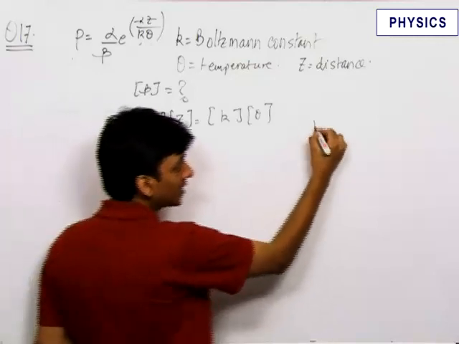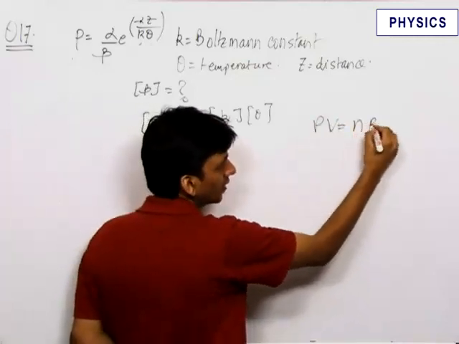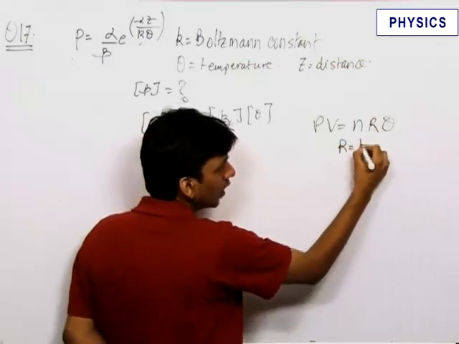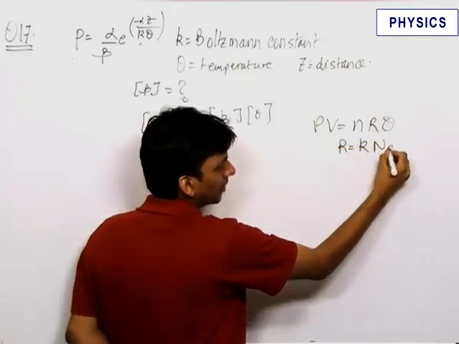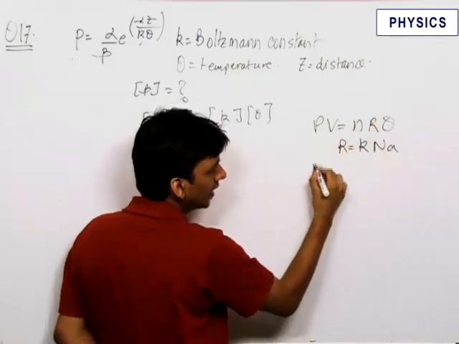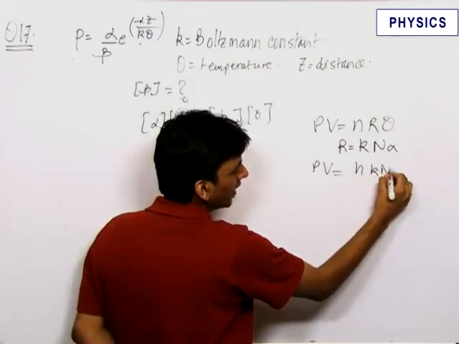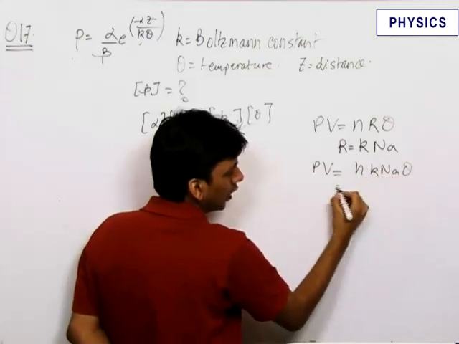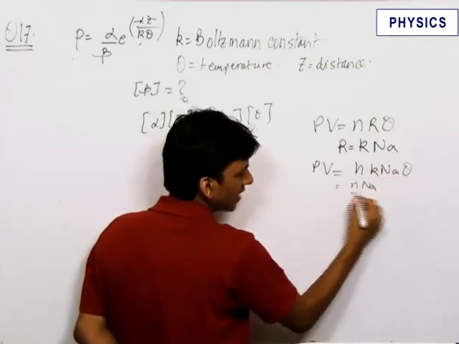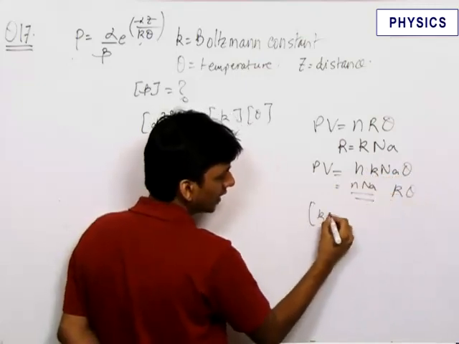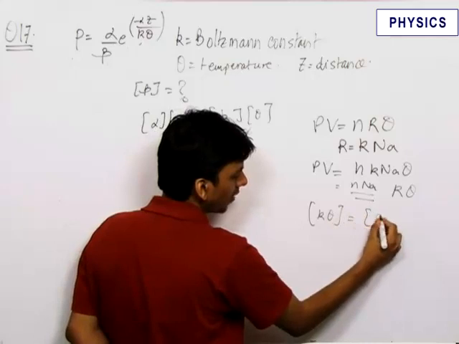So we remember the gas equation, which is PV is equal to nR theta. Now R is equal to K into Na. So we write this here to get PV is equal to n K into Na into theta. Now n into Na is a constant, it is dimensionless basically, into K theta. So the dimensions of K theta becomes equal to the dimensions of PV.